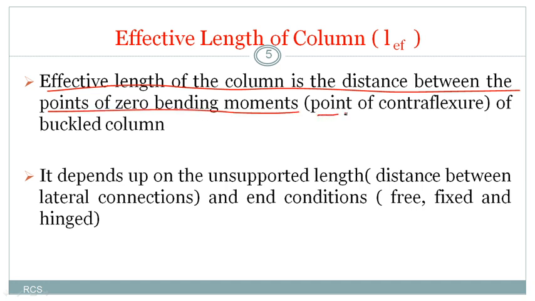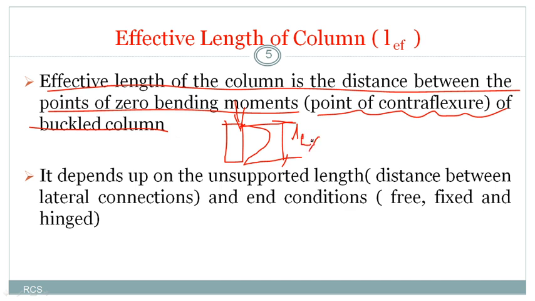So that point is generally called the point of contraflexure of a buckled column, right? If you load a column like this, it tends to buckle in this direction. At this particular point we have zero bending moment, and at this particular point we also have zero bending moment. So I can call those two the points of contraflexure, or points of inflection. The distance between these two is called the L effective, right?